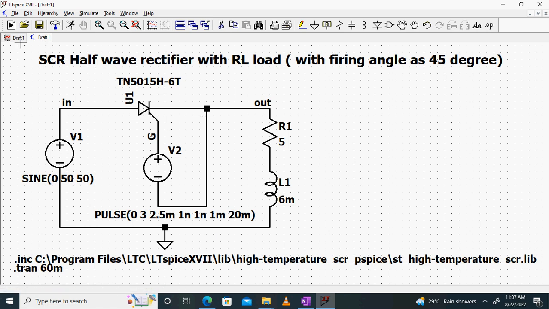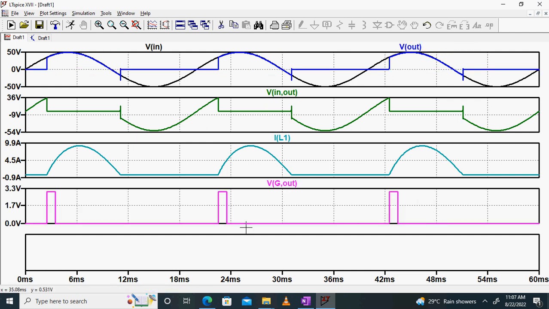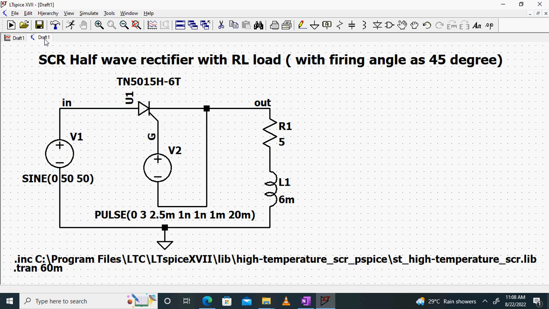So here, this is what I have done. This is my gate voltage, which I have applied, right? Starting at 2.5 millisecond, lasting for 1 millisecond, and its amplitude is around 3 volt, right? Now, correspondingly, I will require the gate current. We talked about gate current, right? So just bring it over here.